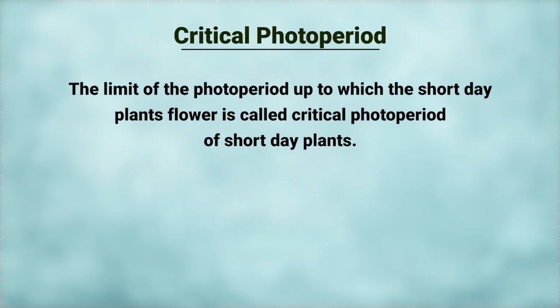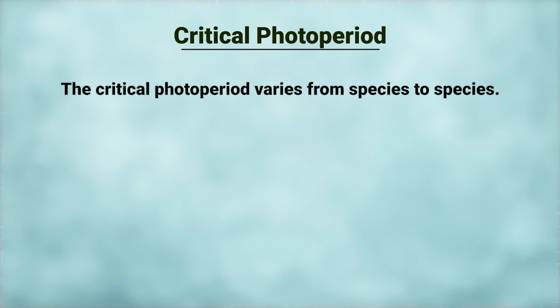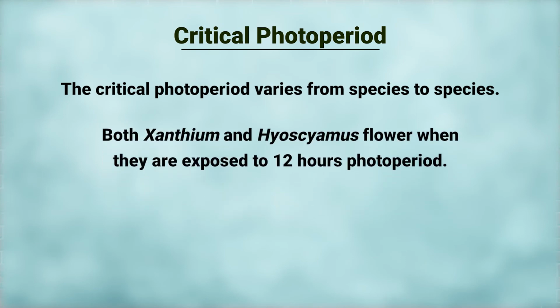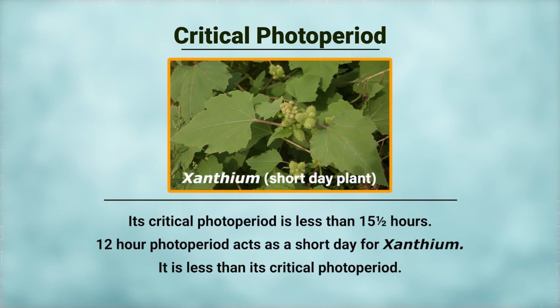Critical photoperiod is the limit of the photoperiod up to which the short day plants flower; it is called the critical photoperiod of the short day plants. The limit above which long day plants flower is called the critical photoperiod of long day plants. The critical photoperiod varies from species to species. Both Xanthium and Hyoscyamus flower when they are exposed to 12 hours photoperiods. Xanthium is a short day plant. Its critical photoperiod is less than 15.5 hours. A 12 hours photoperiod acts as a short day for Xanthium, as it is less than its critical photoperiod.